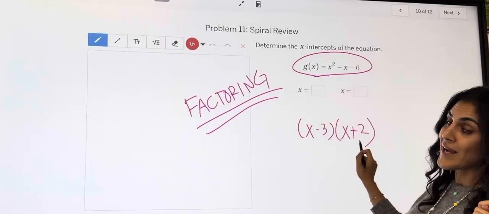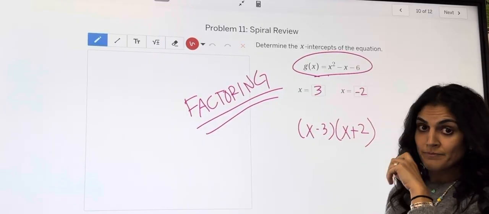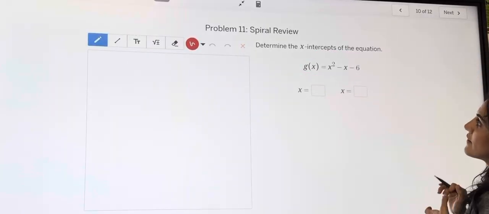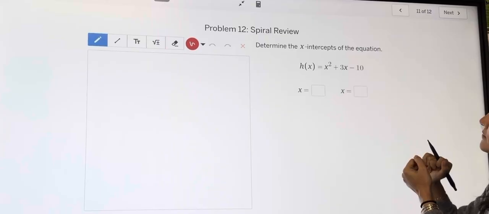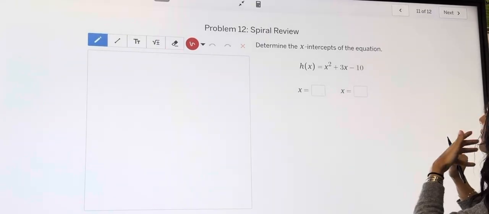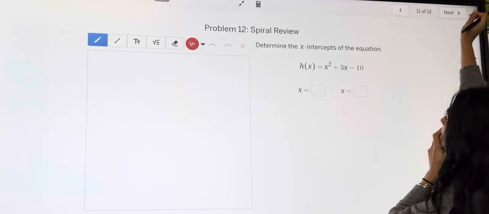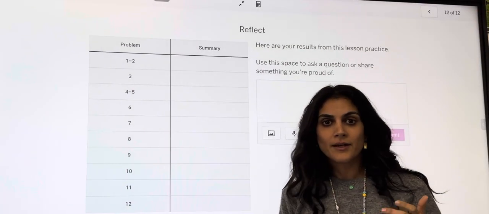This is what you should have factored to get, which means x-intercepts at 3 and -2, okay? I'm not gonna do it and explain it. There's already a video. Same, literally the same. Watch that video, okay? That's it, we're done.